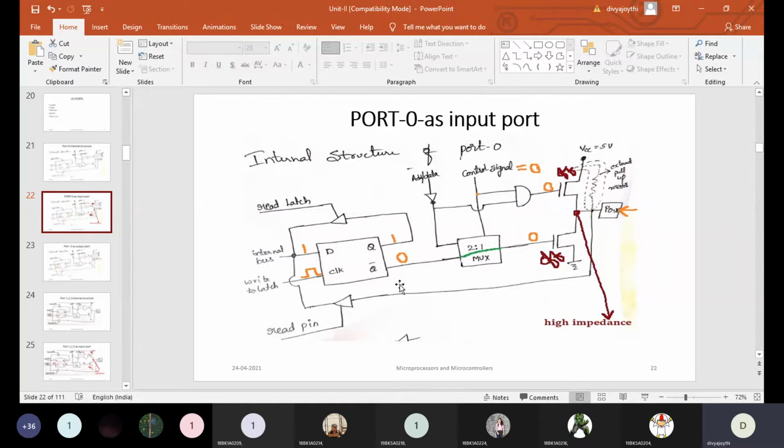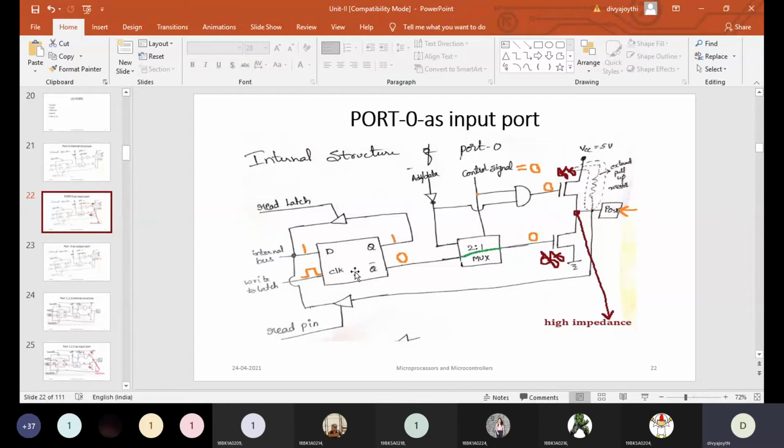Before I explain how these zeros and ones are coming here, see here we have read latch, internal bus, write to latch and read pin. Let me explain what all these are. See here, this is nothing but a D flip-flop which is acting like a latch. First thing that you need to remember is that these are the buffers. I have explained that already. Here it is a D flip-flop, and it is not acting like a flip-flop, it will be acting like a latch. What is a latch? A latch is a 1-bit storage device. That means it can store either 1 or 0. It can't store both the numbers. So here the D flip-flop will be performing that latch operation.